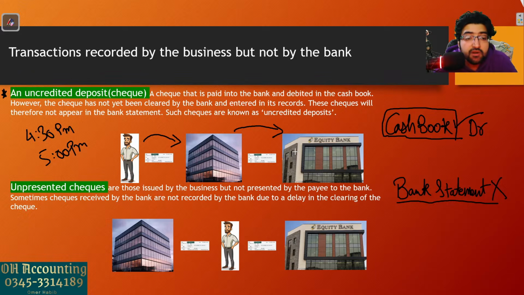Okay, but once you look at the statement, this amount will not show in the bank statement, right? Because it is not registered or it is not entered in your bank account digitally yet. Okay, but you have recorded this in the cash book.